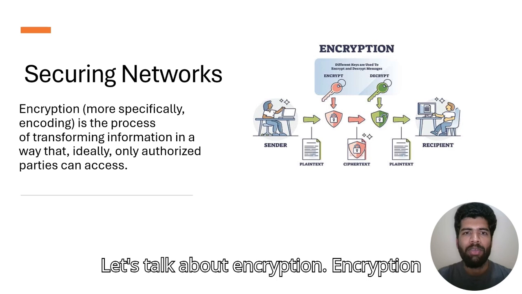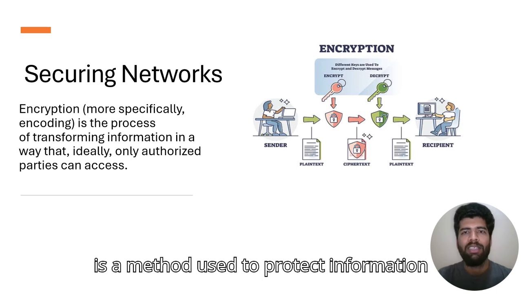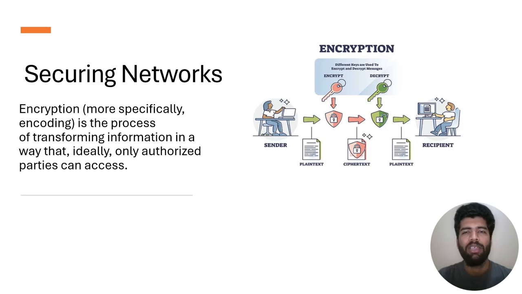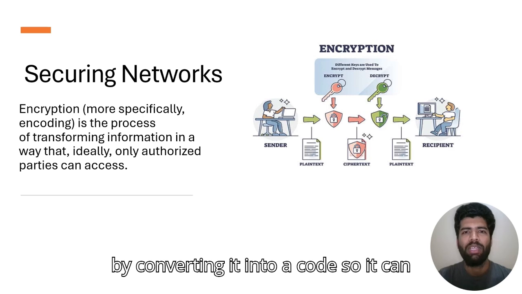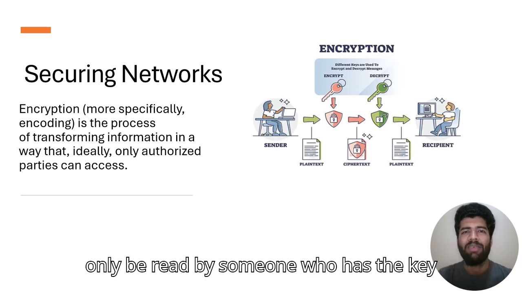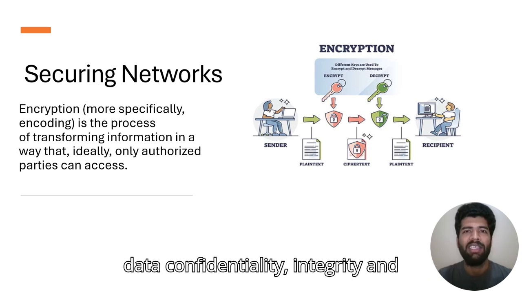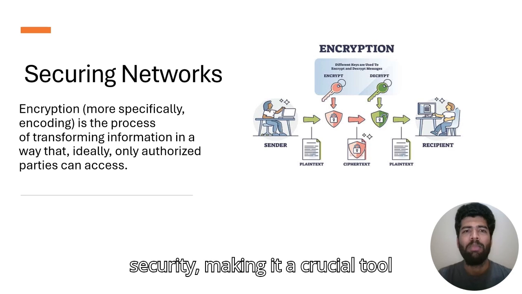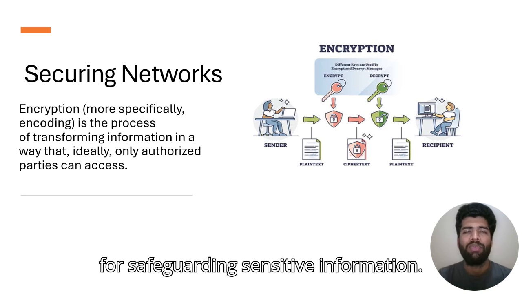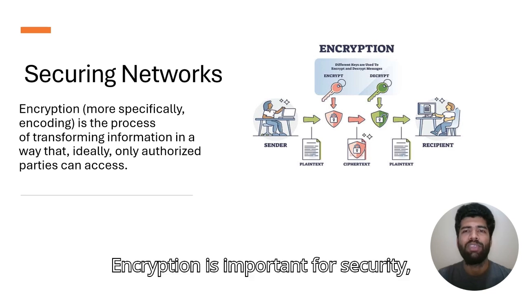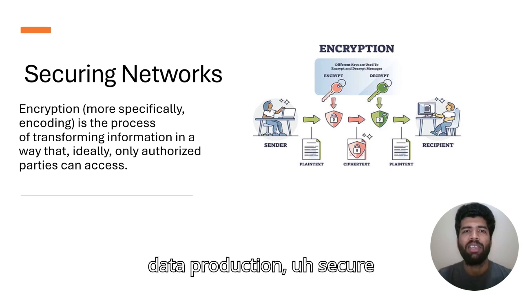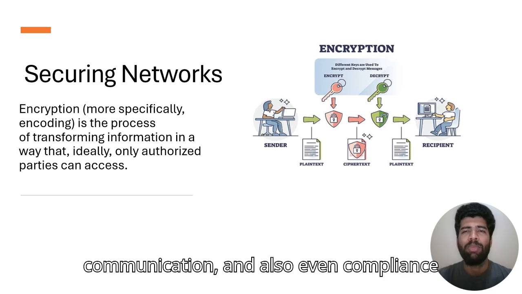Let's talk about encryption. Encryption is a method used to protect information by converting it into a code so it can only be read by someone who has the key to decode it. This process helps to ensure data confidentiality, integrity, and security, making it a crucial tool for safeguarding sensitive information. Encryption is important for security, data protection, secure communication, and even compliance purposes.